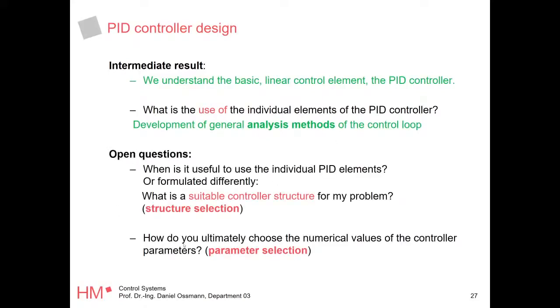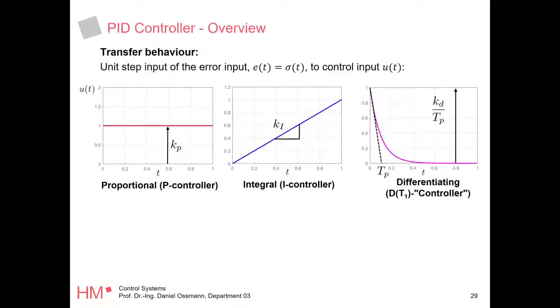And then we come to the actual design questions later on, when we target what controller do I take and what are the numerical values. But now we're going to focus on the PID controller itself, how it looks like and what it does to our closed loop. So a PID controller obviously has a proportional element, right? An integrating element, and a differentiating element. That's what the letters stand for. Okay, so let's dig a little bit deeper into that.